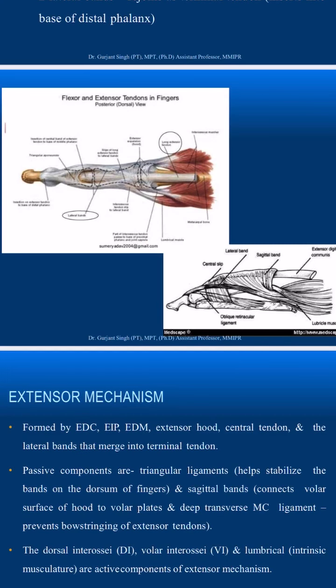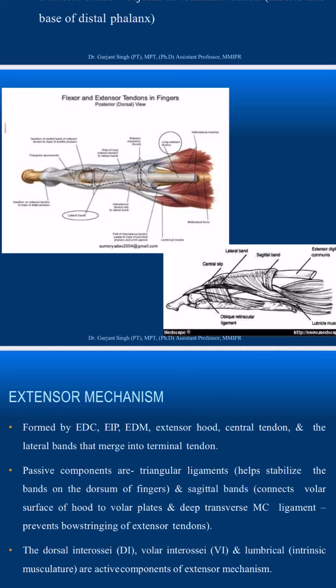Now, what is the important thing in the extensor mechanism? It is the influence of the extensor mechanism on metacarpophalangeal joint function and interphalangeal joint function. What happens at the metacarpophalangeal joint? The extensor digitorum communis tendon passes dorsal to the metacarpophalangeal joint axis. With active contraction of extensor digitorum communis, it creates tension on the sagittal bands of the extensor mechanism, pulling the bands proximally over the metacarpophalangeal joint, which further extends the proximal phalanx.